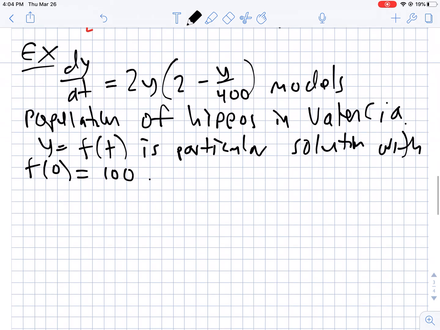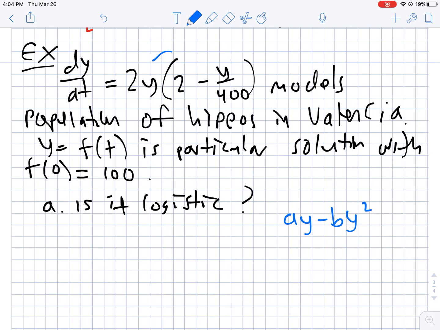Okay, so part A, we're going to ask ourselves, is this logistic? So does it follow that form? When you're checking if something's logistic, you want to multiply it out. It's going to be like, again, ay minus by squared. So if you distribute this out, you get dy/dt equals (4y minus 2y squared) over 400. Check. It's in the right form.